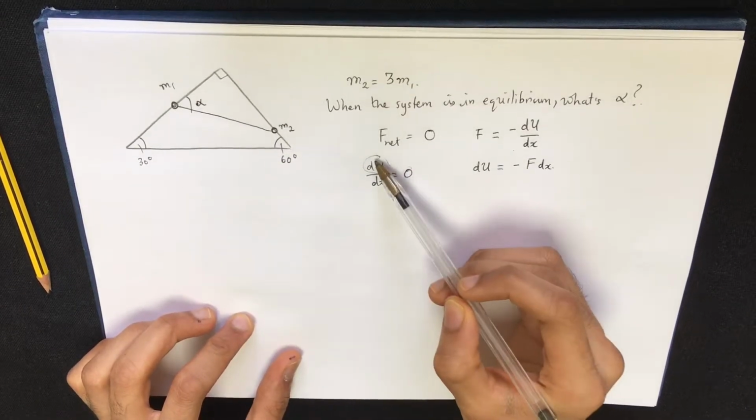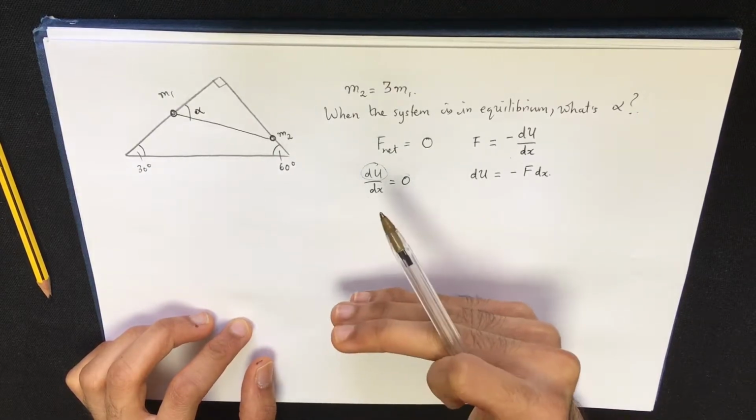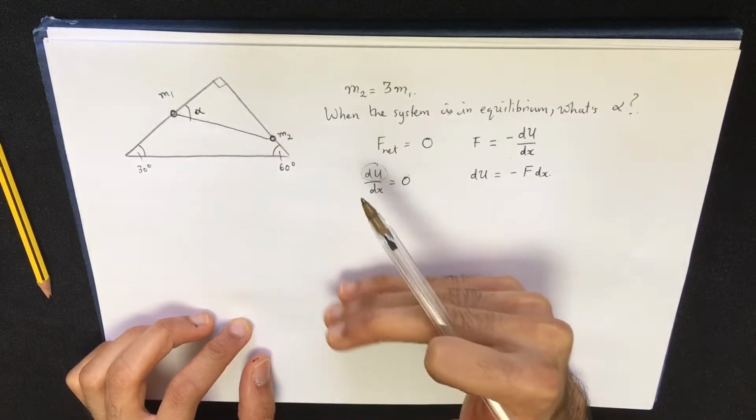So if you're looking at what the change dU is, you need to pick a reference point in your system to set the potential energy as 0.